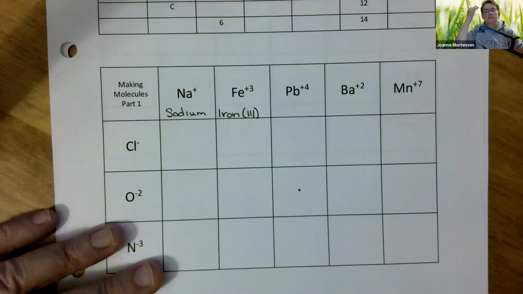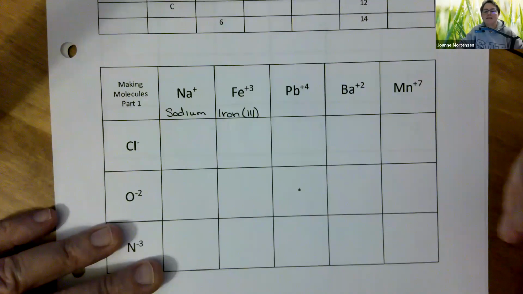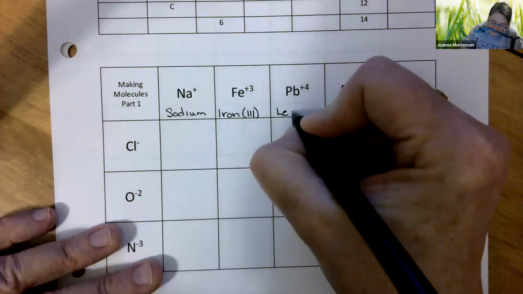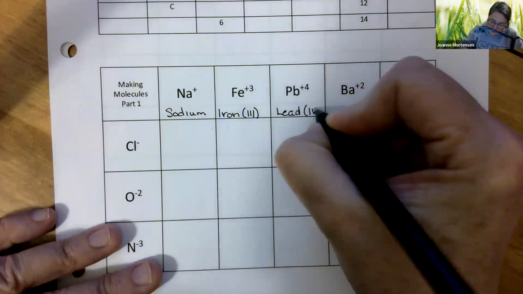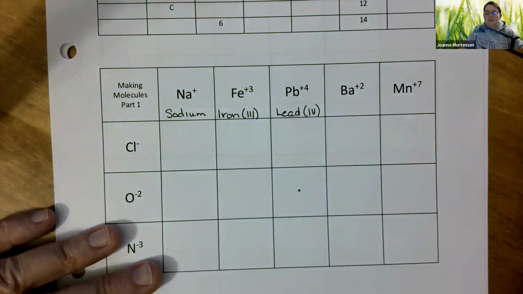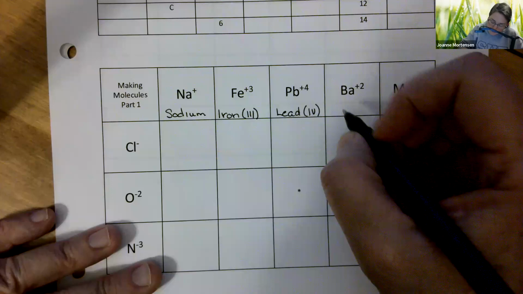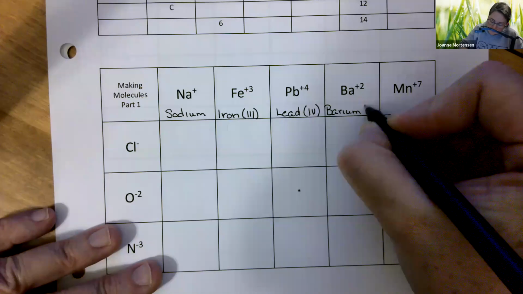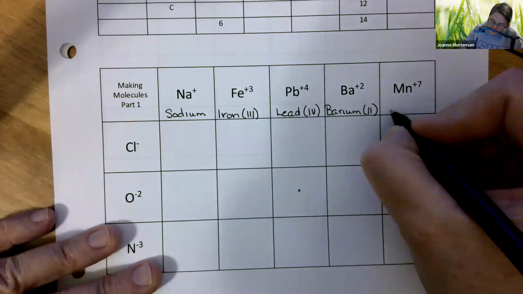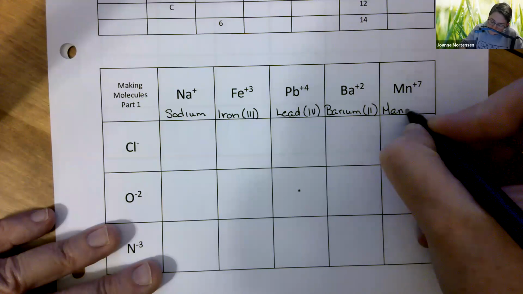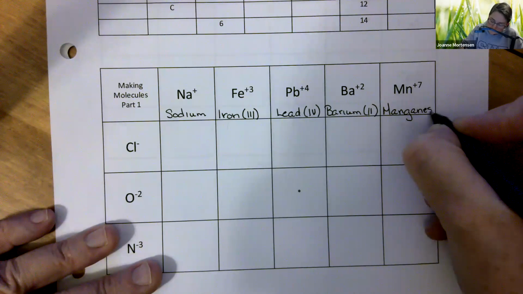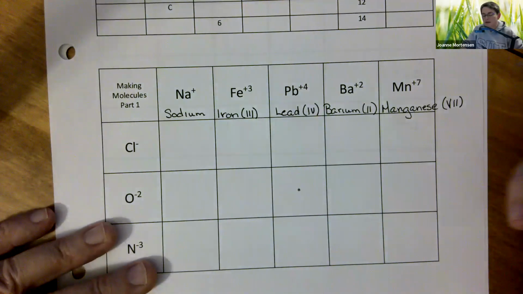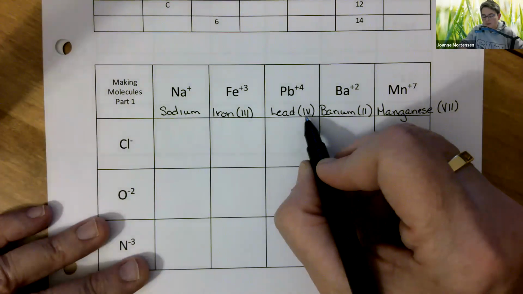And it's always Roman numerals. I think it's so you don't get it confused with all the other numbers that are going around. So this is lead 4. And if it's been a while since you've done Roman numerals, that's how you write 4. This is going to be barium 2. And this is manganese 7. Okay, that's how you do 7, because it's 5 and 2 more. And lead is 4, because this is 1 less than 5.